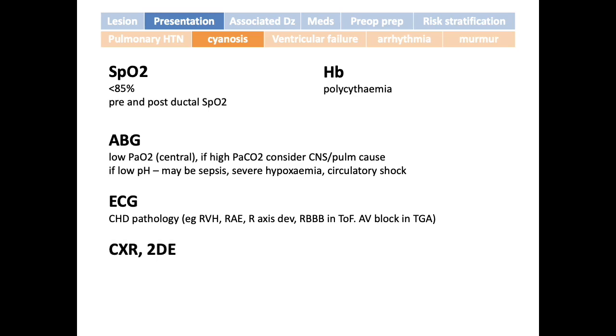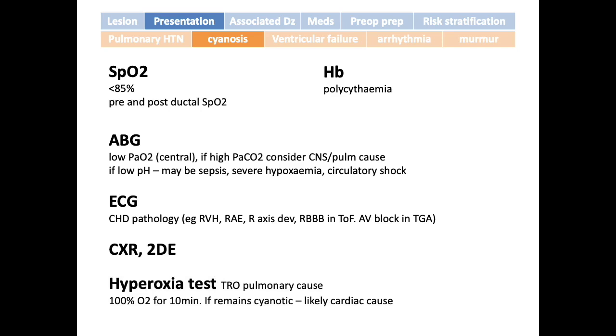Additional investigations include a plain chest radiograph, which will be elaborated on in the next slide, and a bedside transthoracic echocardiogram, which will reveal the cardiac pathology. If resources allow, a hyperoxia test can be performed in the clinic to rule out pulmonary causes for cyanosis. The patient is administered 100% fraction of inspired oxygen for 10 minutes, and if the patient remains cyanotic, in the presence of a cardiac pathology, the cyanosis is likely to be cardiac in origin.